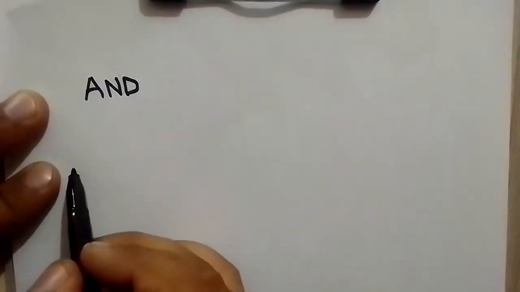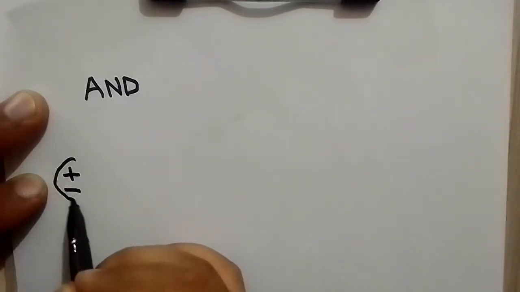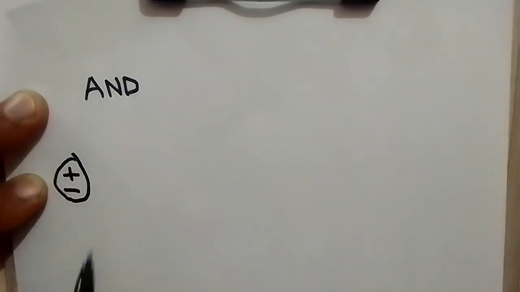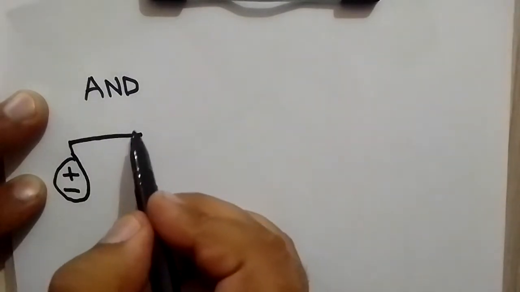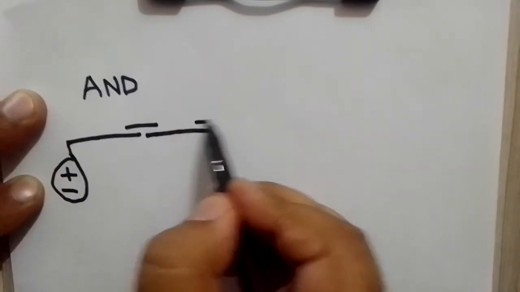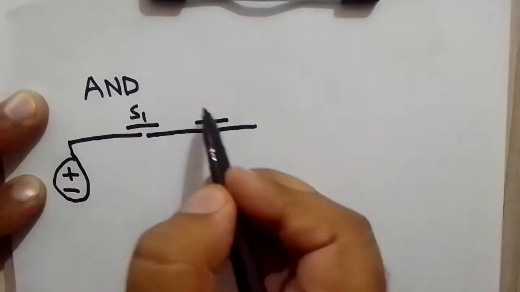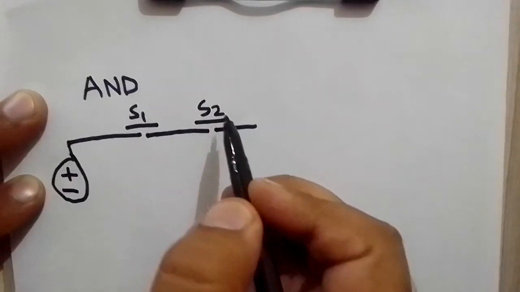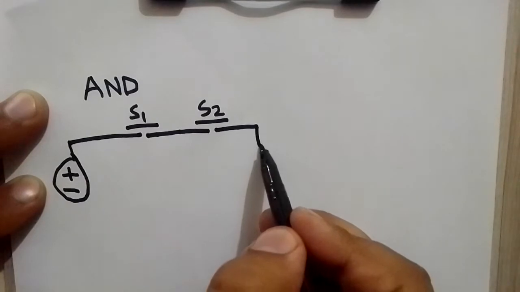The AND gate can be thought of as two switches connected in series. So this is the power supply, and here is the first switch, here is the second switch. Let us call it S1, this is S2. And here is the bulb.